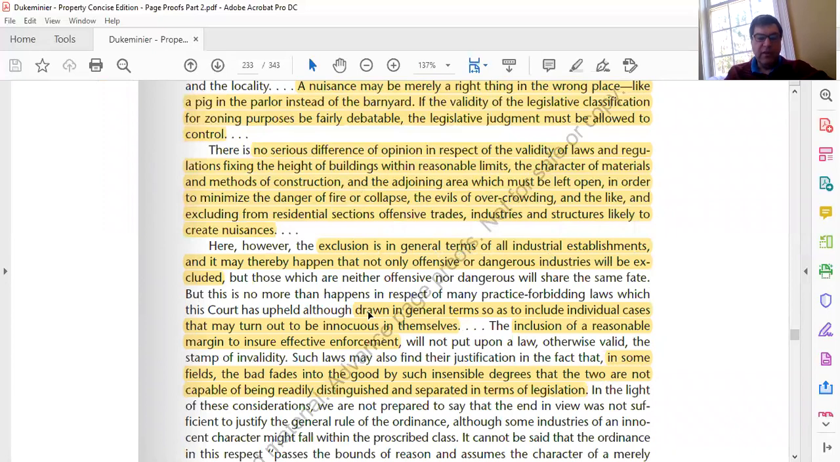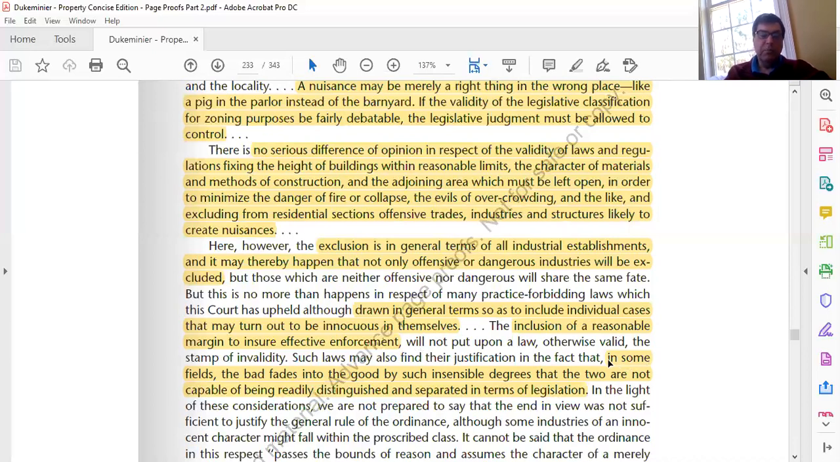They say that the ordinance is drawn in general terms so as to include individual cases that may turn out to be innocuous in themselves, but they say the inclusion of a reasonable margin to ensure effective enforcement won't make the law invalid. In other words, it's easier to have a bright line rule that doesn't have exceptions to it. You can enforce it more easily if you say all industrial uses are excluded from residential areas. You don't have to make a case-by-case evaluation of each individual industry to see whether that particular industry could create problems in a residential neighborhood. If you make the city specify all of the industries that it deems to be harmful and therefore excluded from residential areas, maybe they've missed some that should be excluded.